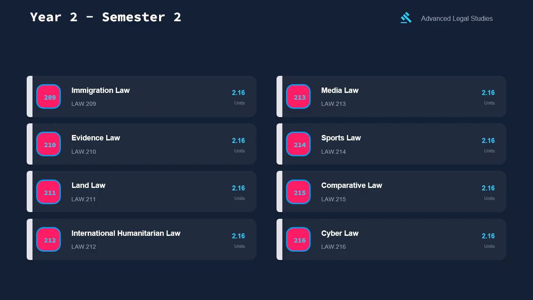Year 2, Semester 2, Advanced Legal Studies. Course, Law.215, Comparative Law. Foundations of Comparative Law, Methodology and Purpose. 1.1 Defining Comparative Law, Description, Evaluation, and Harmonization. Comparative law studies differences and similarities between legal systems. Description, understanding foreign laws. Evaluation, assessing effectiveness of rules. Harmonization, unifying laws across borders, e.g., EU, UNCITRAL.